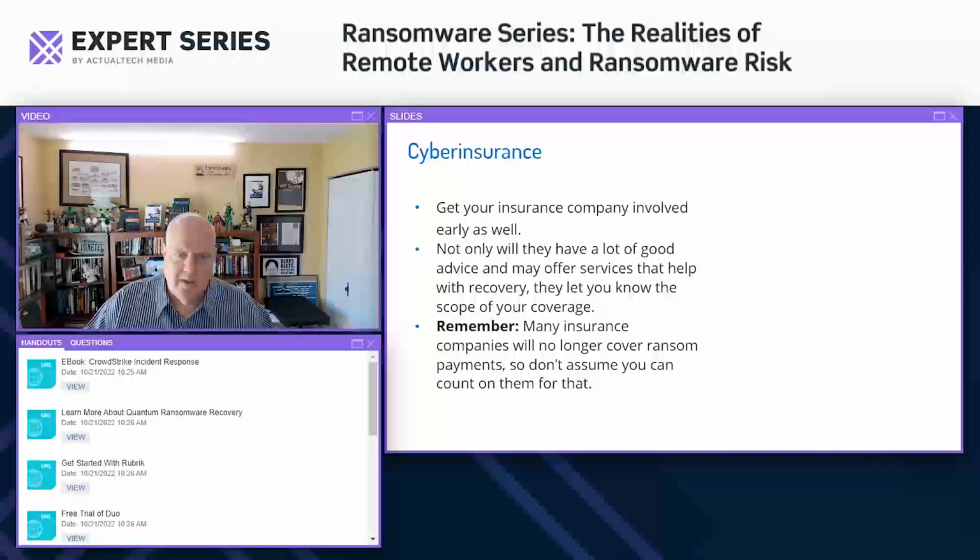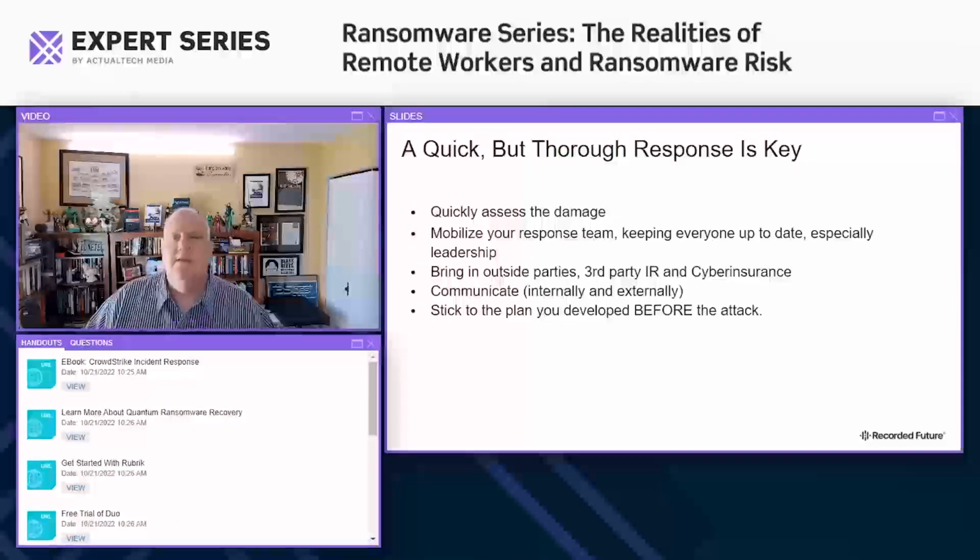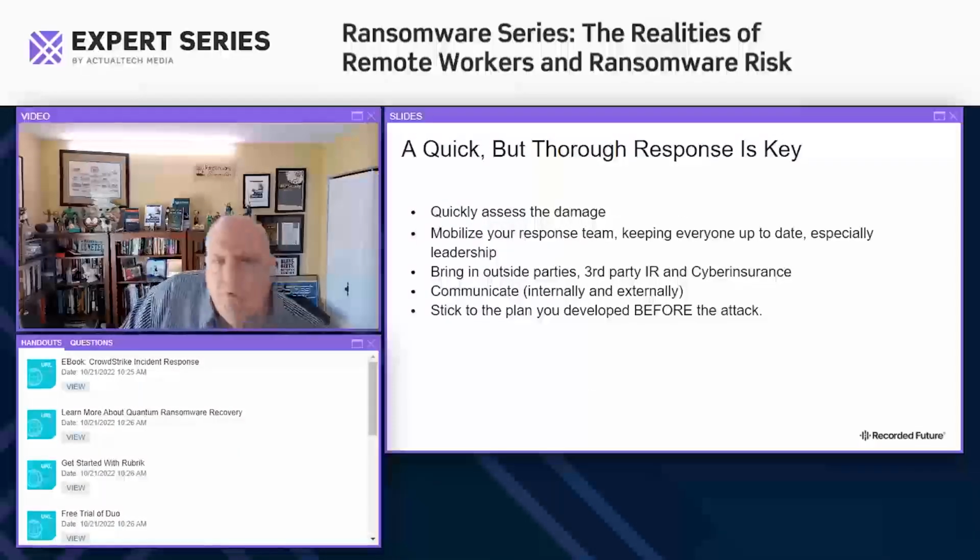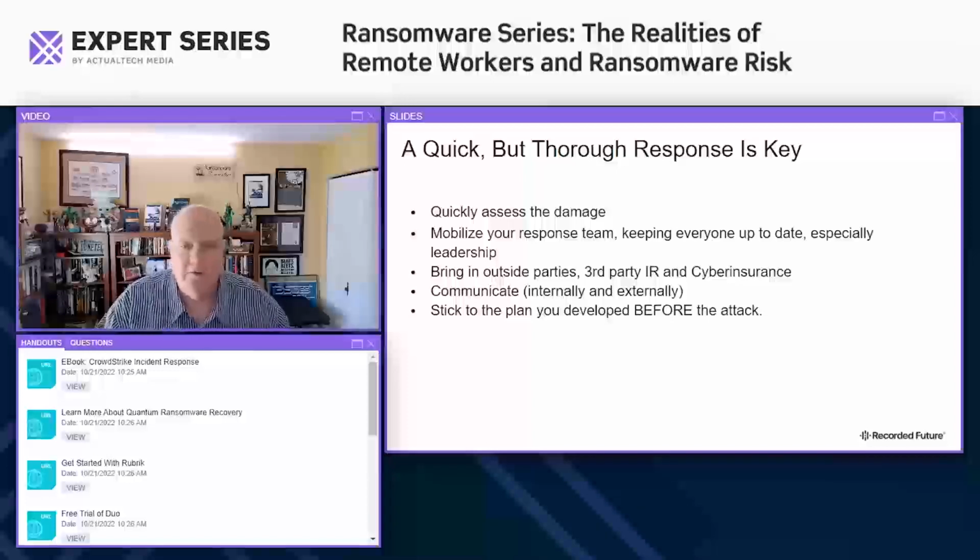So really, those are the big things where you want to have your third party incident response provider on site as quickly as possible. Get your cyber insurance company involved as quickly as possible, because that's going to help smooth over a lot of the work that needs to be done. But you do need to have a quick and thorough response.